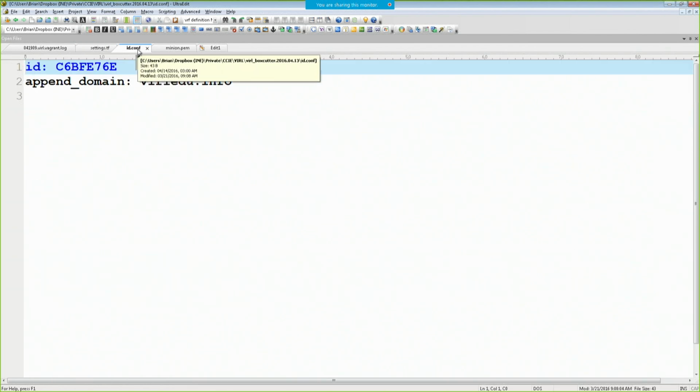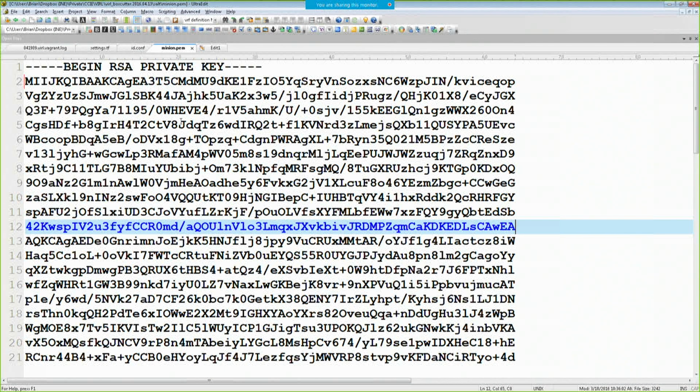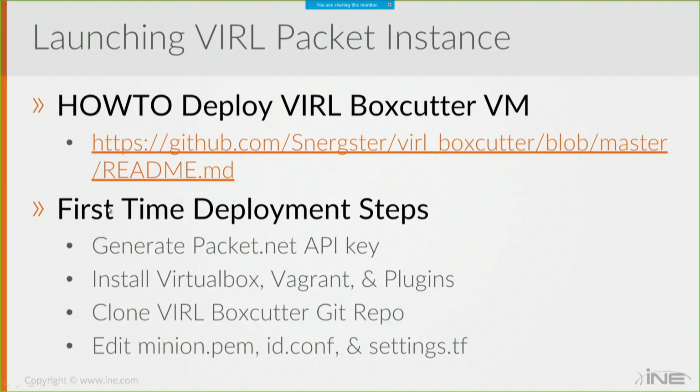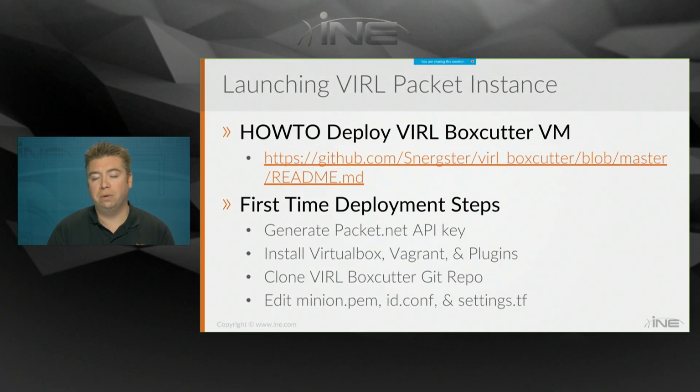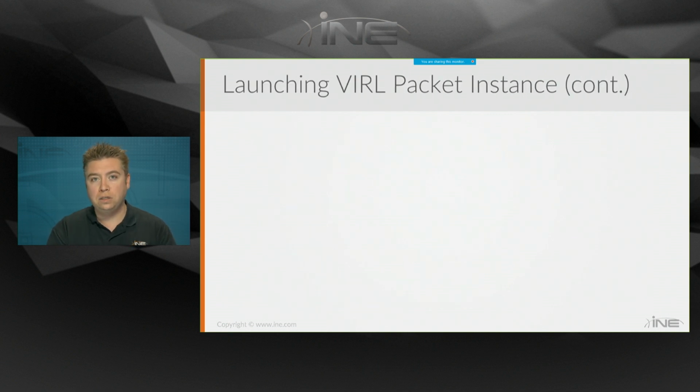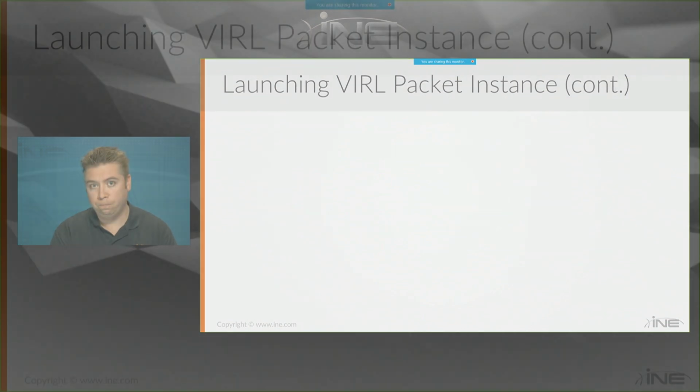The other ones that are important here under id.conf, this is going to be your VIRL user ID and then whatever the domain is. And then, like I mentioned here, minion.pem, this is going to be your actual private key in terms of the actual VIRL license. So once we have all those files together, this is just for the very first time deployment, so you don't need to regenerate these files or the keys every single time that you want to launch. Once we get up to this point, then we're going to start the Vagrant box and then tell it to actually spin up the automation on the packet.net side.